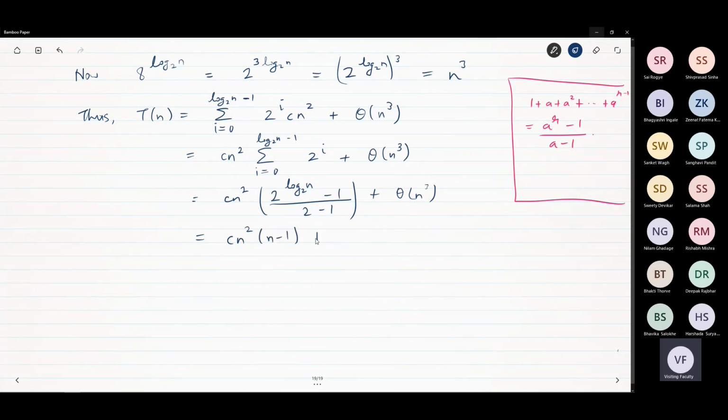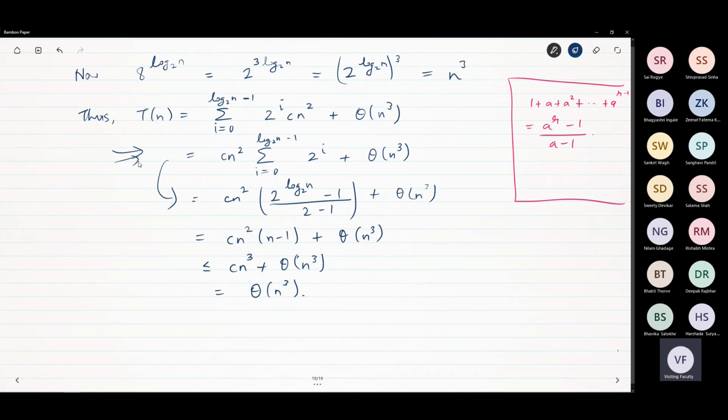n minus 1 plus theta n cube is less than or equal to cn cube, because n minus 1 can be less than or equal to n. So cn cube plus theta n cube is again theta n cube. So you are getting the answer. It is just that sometimes you cannot go from here to here by just replacing the summation to infinity. You will have to be more careful. That's all. But at least up to this point, you should have been able to do it.